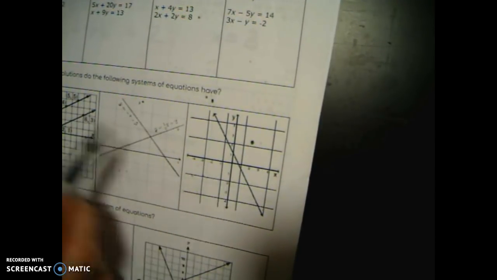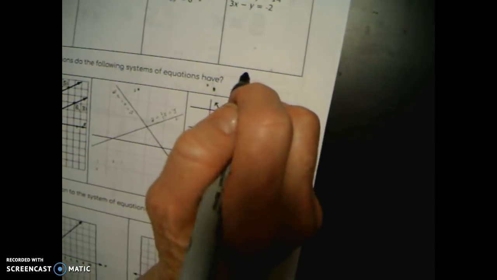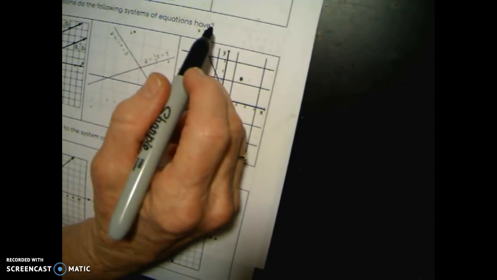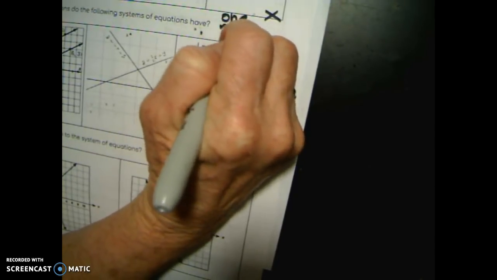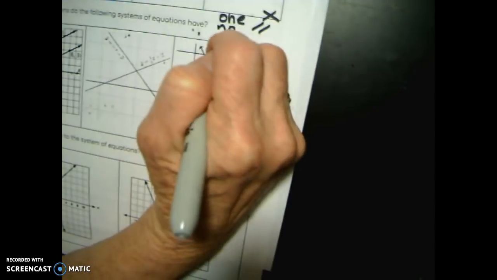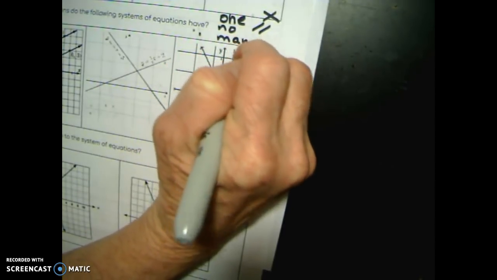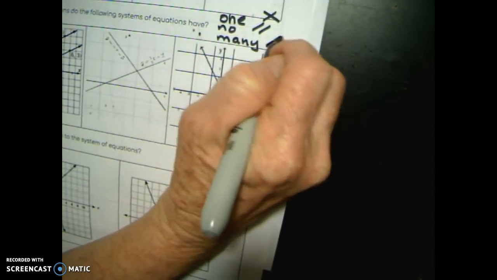You must complete the entire backside, but honestly, it's pretty easy. So there's 1, 2, 3, 4 problems. Here, you're just going to write how many solutions. Remember, there is either, oops, there goes my camera. There is either one solution, no solutions. Right here, you only have a couple of choices. You have one solution where they intersect. You have no solutions where the lines are parallel, or you have many solutions if it is the same line.